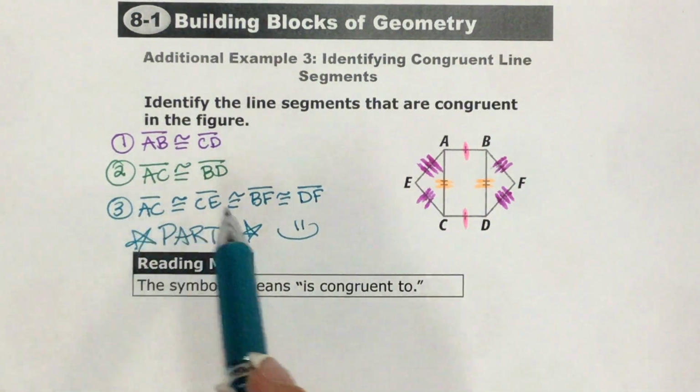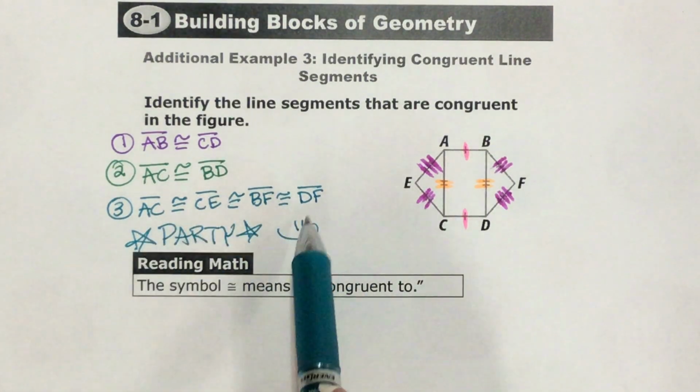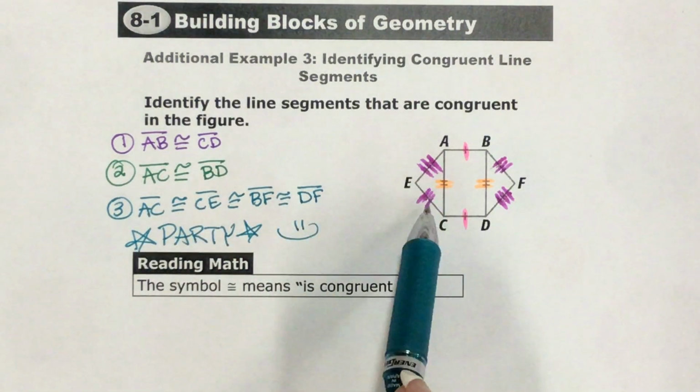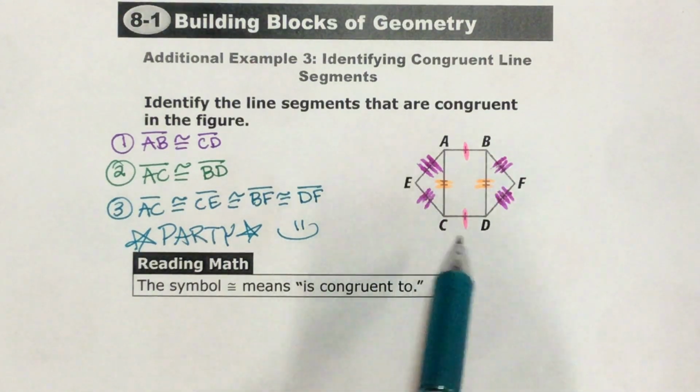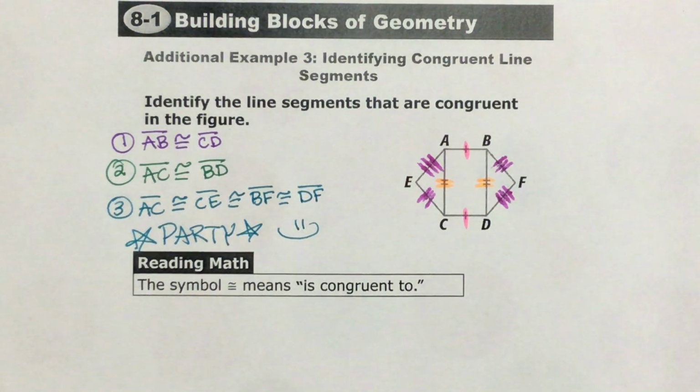You can list all four of them, or you can just pick any two that are congruent. It doesn't matter. Because all of these have three tick marks, we know they are all congruent to each other. All right. Now it is your turn.